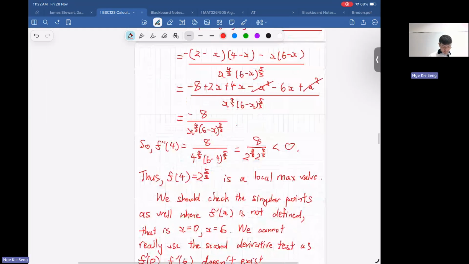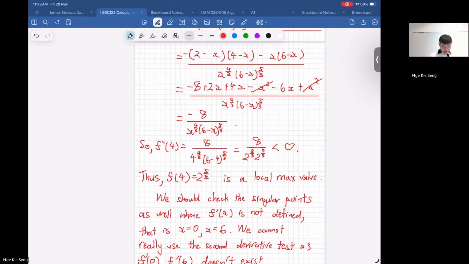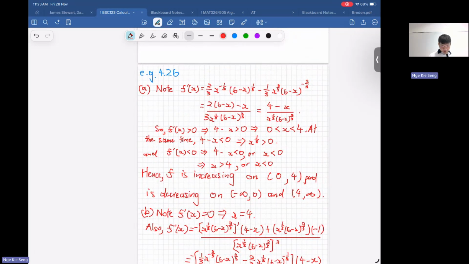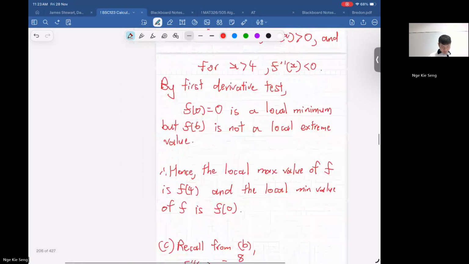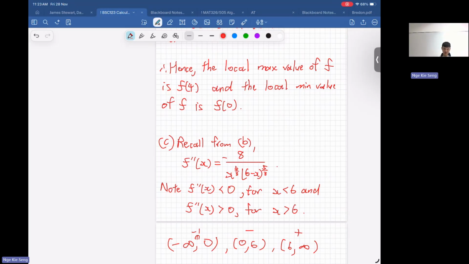Okay, this is the first derivative. First derivative is okay. How about we do the second derivative? Okay, second derivative looks like this. Second derivative is okay. So what's wrong here?